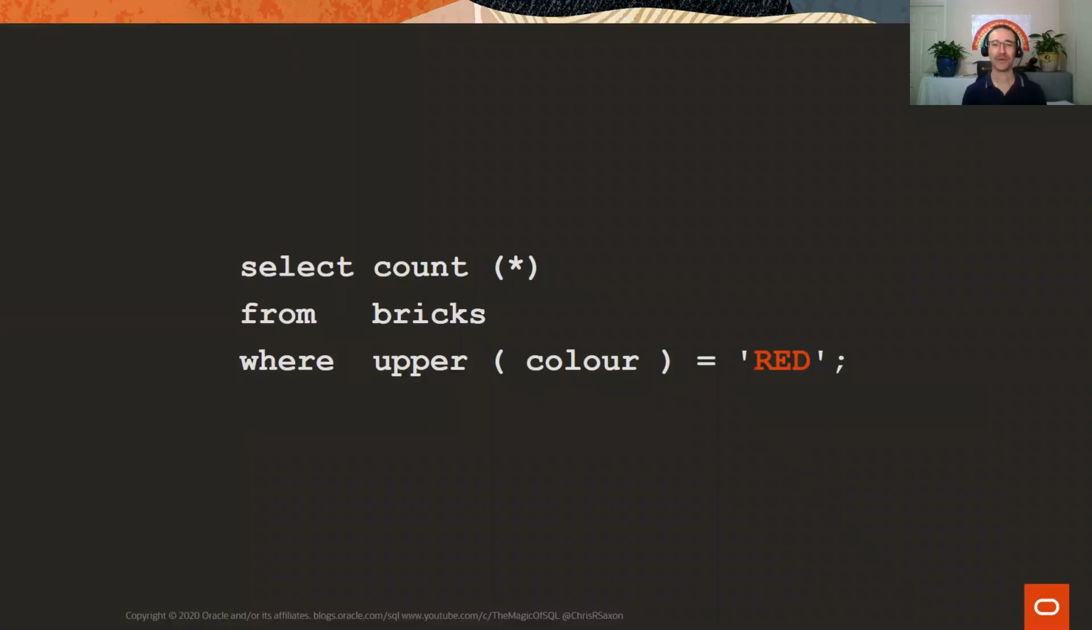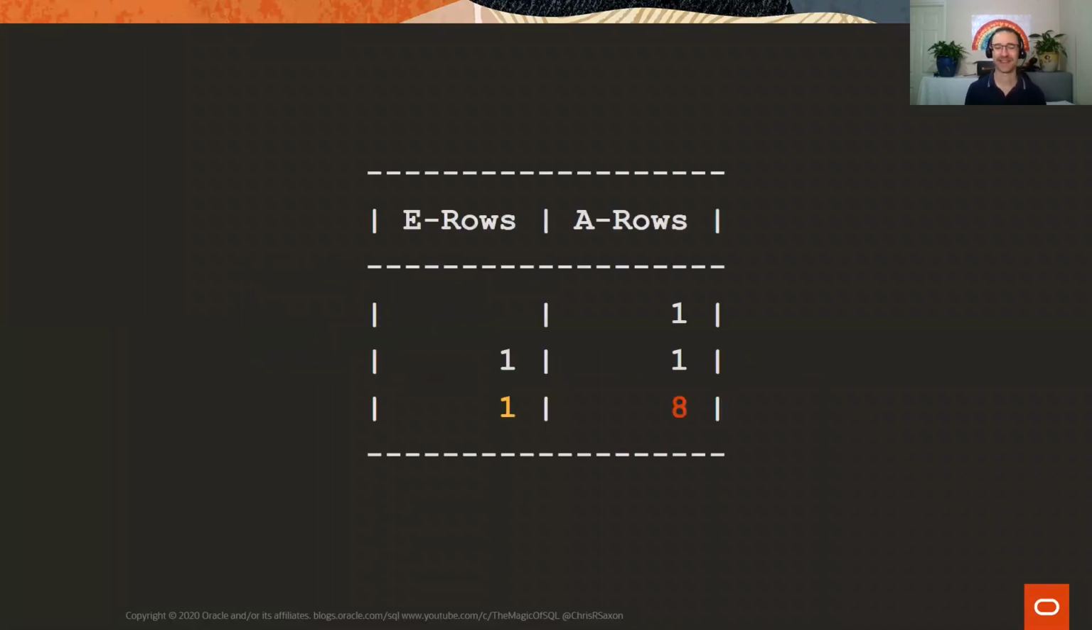So all the colors in this table are in lowercase. So upper of the color column is going to be equal to uppercase red, right? We can see this is going to return us all the rows that have the text lowercase red, right? You should expect the same row estimate. The optimizer, on the other hand, just doesn't know that, and it estimates just one row.